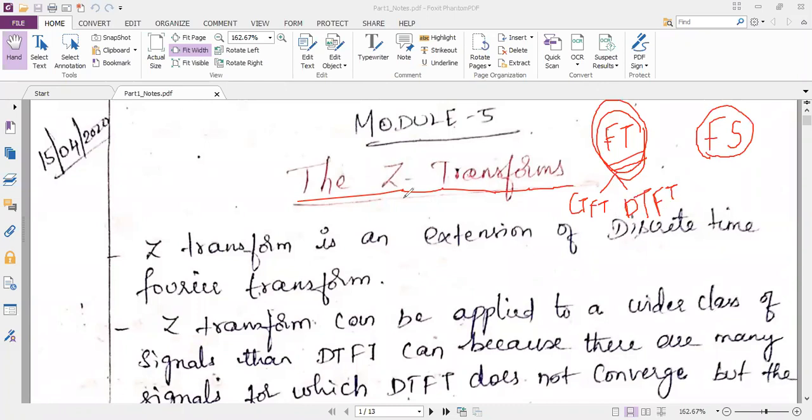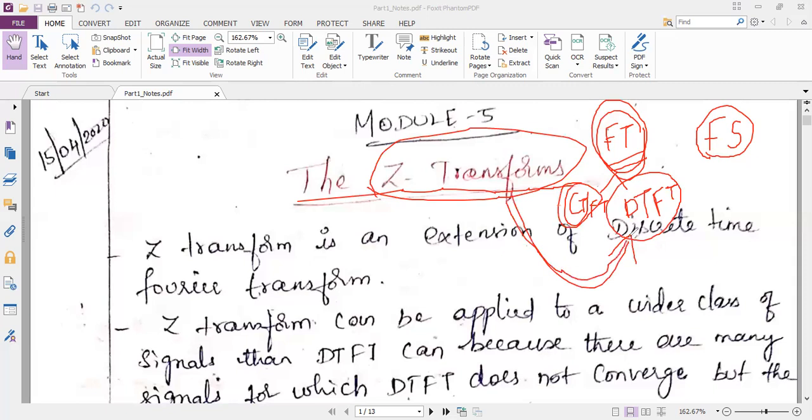Now in this module, we are going to discuss the Z transform. I can say the Z transform is an extension of DTFT. You should understand it. Z transform is not applicable for continuous time signals. That is an important point. It is applicable for discrete time signals.